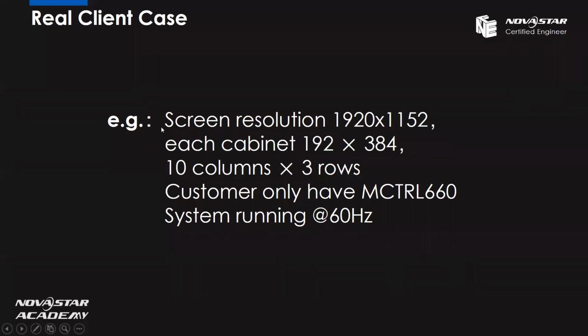Here we can see the information. The screen resolution is 1920 by 1152, and each cabinet's resolution is 192 by 384. The customer has 10 columns and 3 rows, and they only have one M-Control 660. The frame rate is 60 Hertz. So here, the question is, how can we finish the screen connection and how can we finish the cabling?